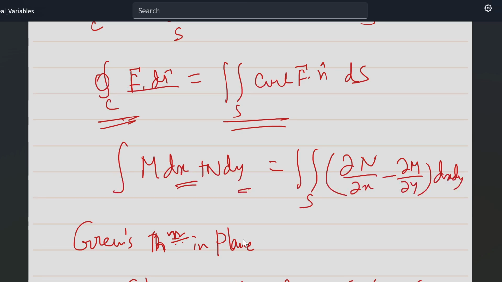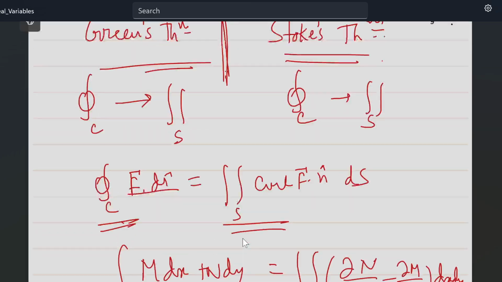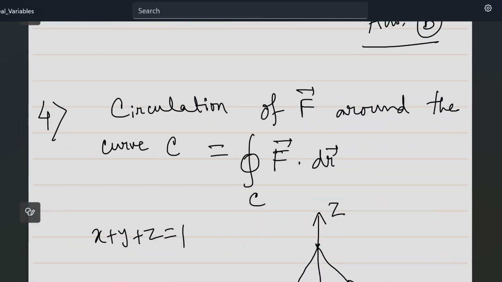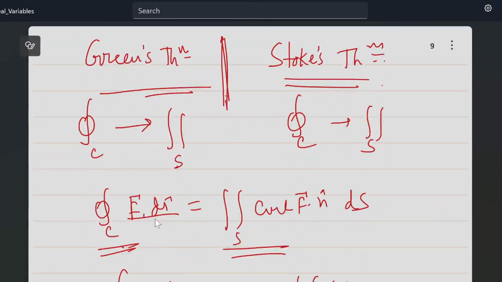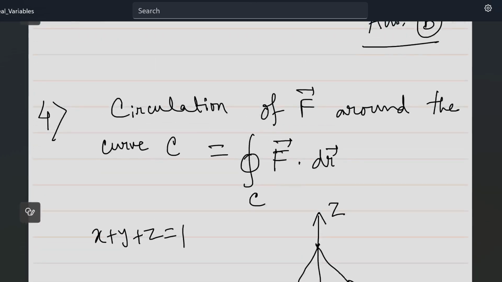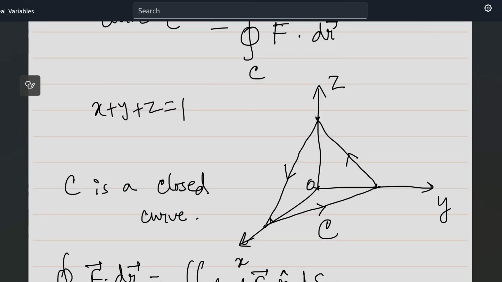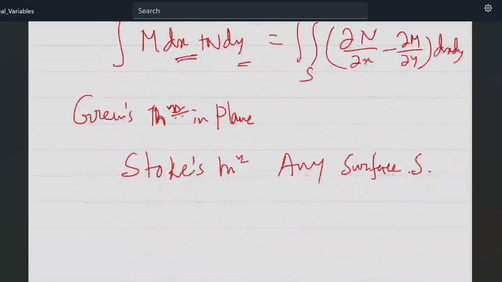Okay, so if you take the projection of this thing in the xy plane, you will get Green's theorem, the projection of this curl. Green's theorem has only two parameters: either x, y, or y, z, or x, z. So if it's in 3D, then it doesn't apply. That's why it's Green's theorem in the plane. That means you have to take a projection of this 3D in the 2D plane.